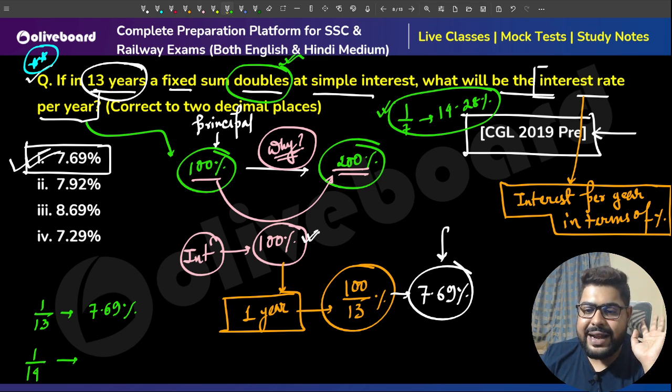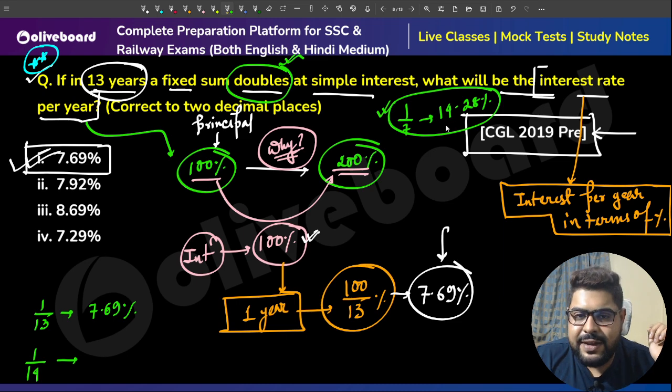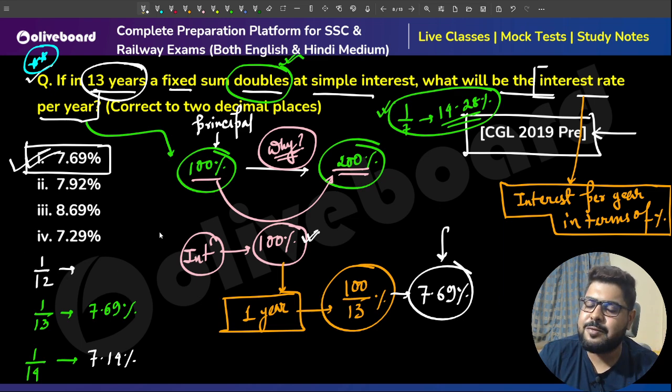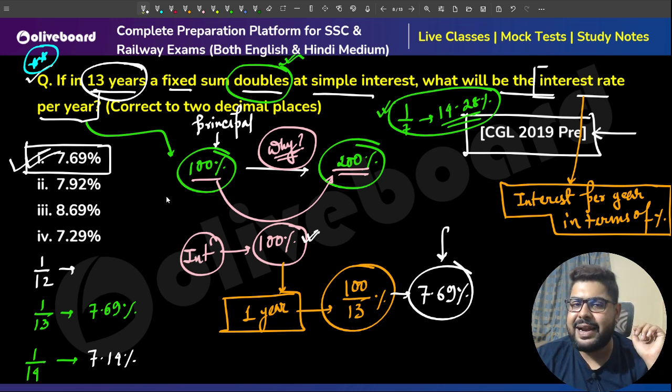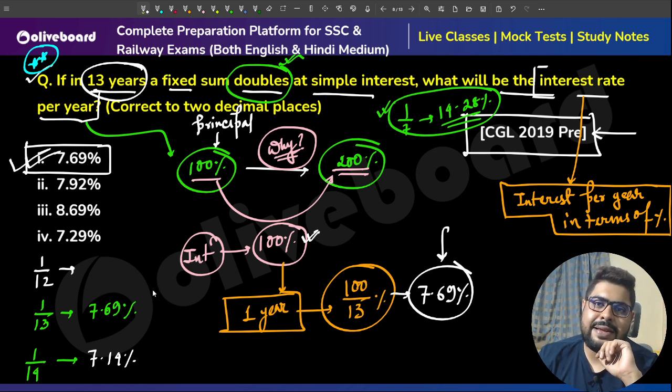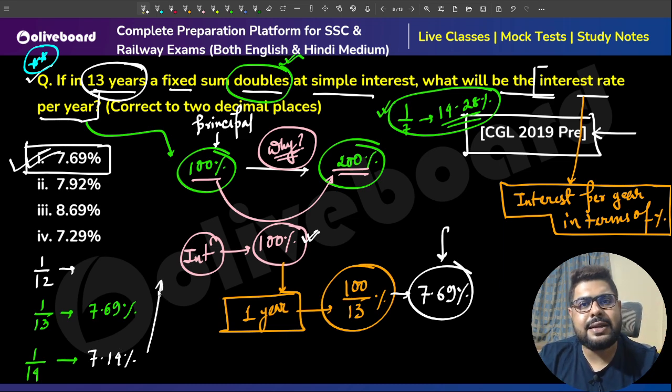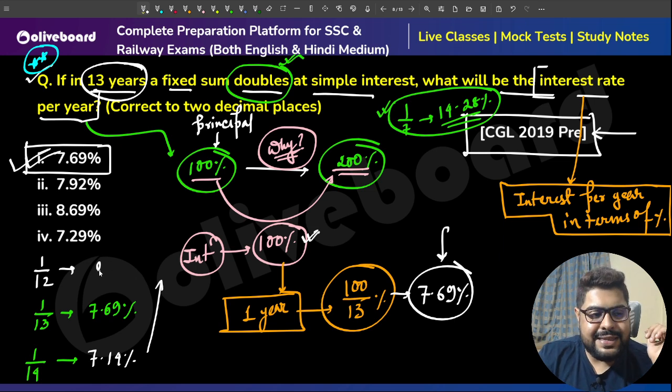I hope you guys are getting my point. So tell me, if 1 by 7 is 14.28%, then what will be 1 by 14? Sir, it is 7.14%. And 1 by 12, which I had omitted, what will that be? Please understand, it will increase now, because if you go downward it is decreasing, and if you go up it will increase. Sir, it is 8.33%.